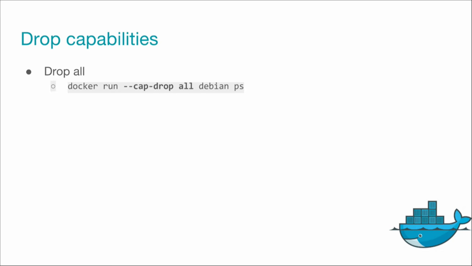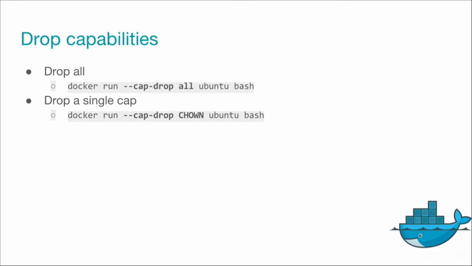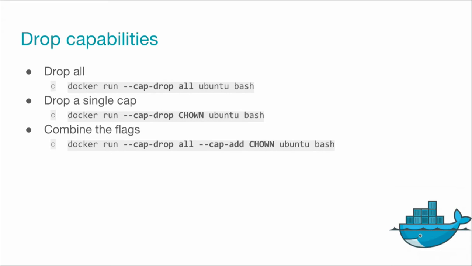Basically, running a container like this, you can run a clock, for example. Basically, you can do nothing. You can drop a single capability. You can drop, for example, chown, and this container won't be able to change permissions. And you can combine flags. For example, drop all capabilities and add the capabilities that you're going to use.